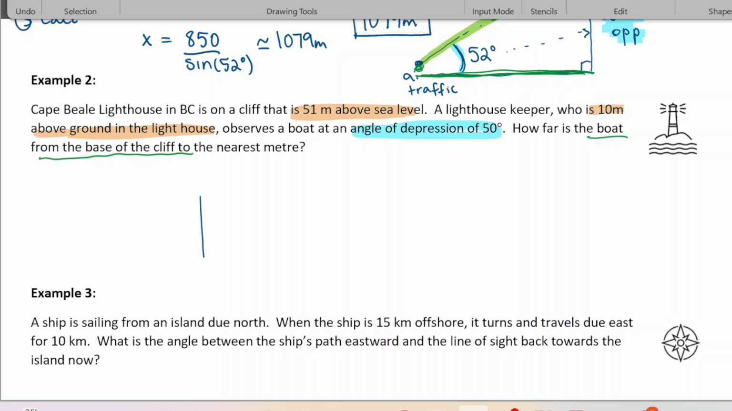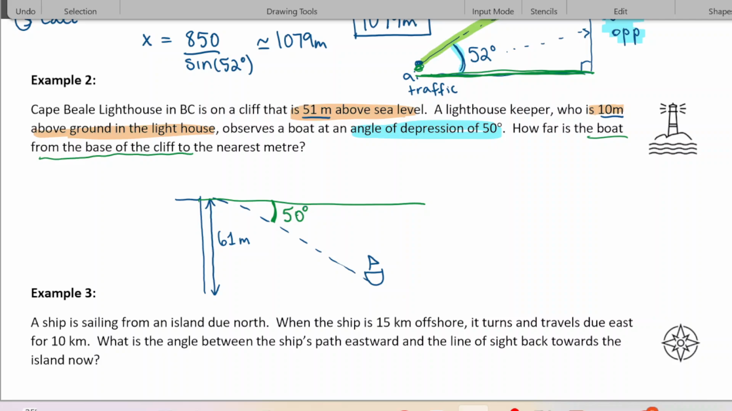So I have this person. He's standing in a lighthouse on the top of a cliff. Okay, he is 61 meters above sea level because he's on top of the lighthouse, right? He's 10 meters above the 51. And he's looking down at a boat. I'm just going to draw a really bad boat. There we go. And here's the hard part with angles of depression. The angle of depression, remember, it's compared to if you were looking straight ahead. So if he was looking straight ahead, and it's the angle his head moves down. So this is the angle of depression, 50 degrees.